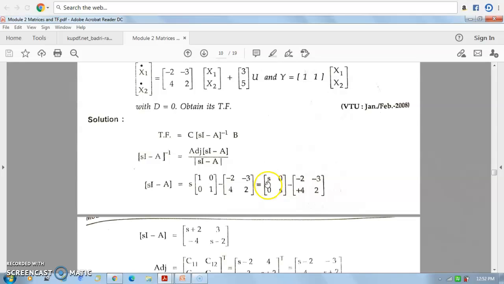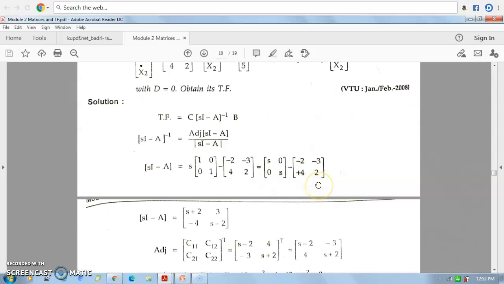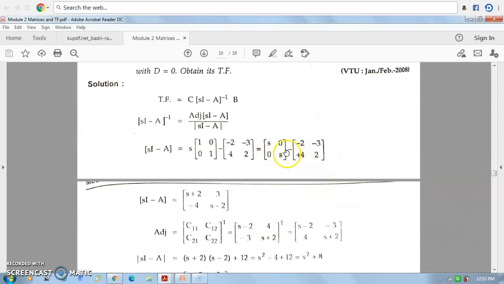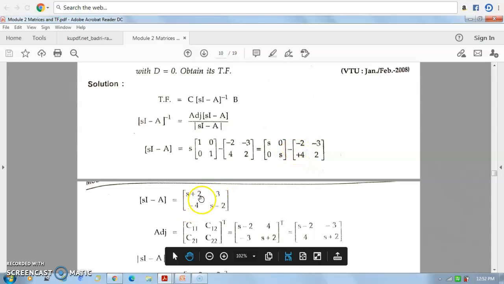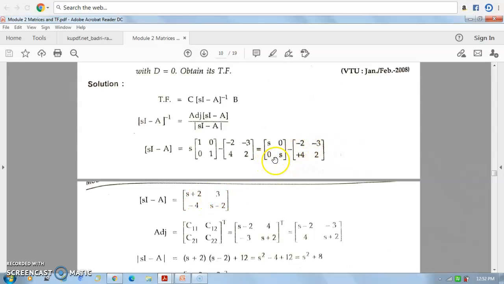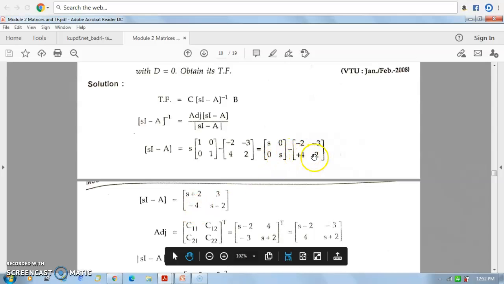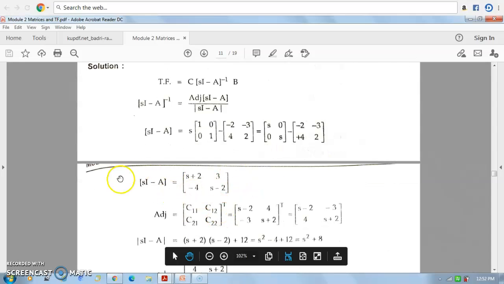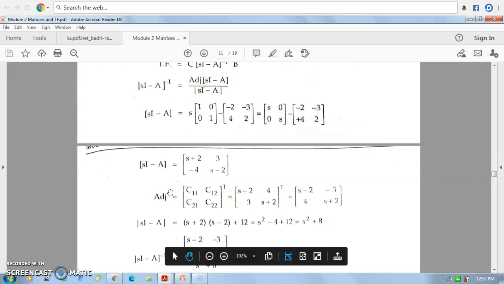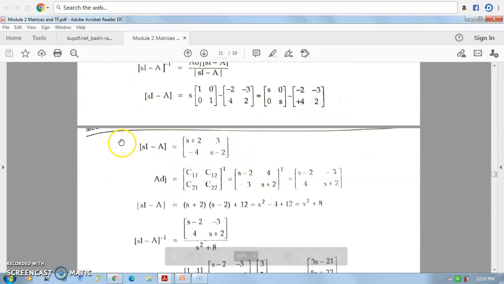Okay, see sI minus A. Subtract these two matrices. s minus of minus 2 gives s plus 2. 0 minus of minus 3 gives plus 3. 0 minus of plus 4 gives minus 4, and s minus 2. So this is sI minus A. Now find the adjoint of this.